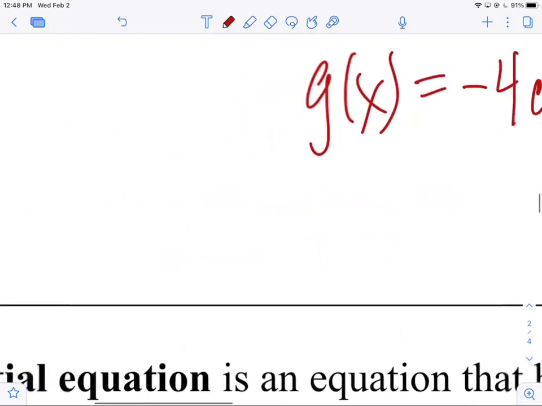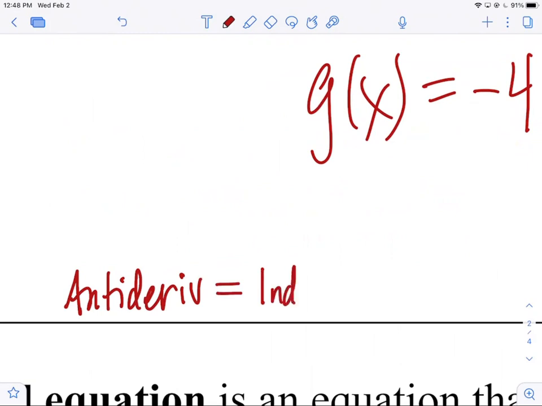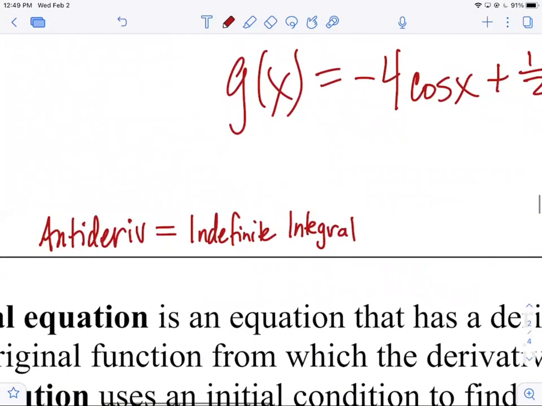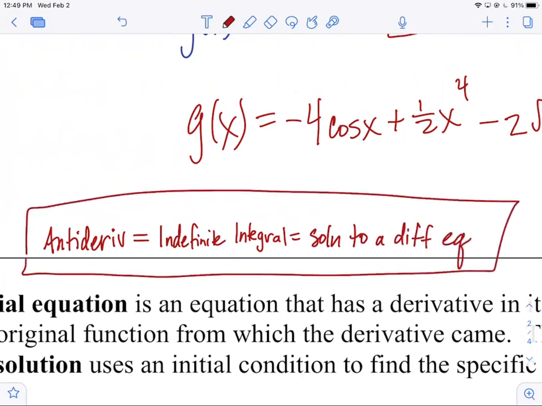Okay. So far we have mathematical synonyms. We have an antiderivative. An antiderivative is the same as what's going to be known as an indefinite integral. There's notation for that I'll teach you in the next section. But an antiderivative and an indefinite integral are the same. And now they're going to also equal a solution to a differential equation. They all three mean the exact same thing.